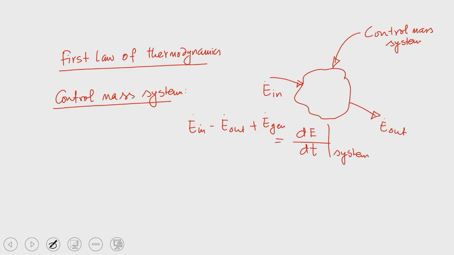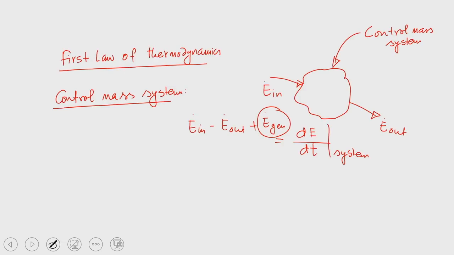There might be some ways by which energy may generate within the system, and that is why we have taken this particular term. Now, the question is, till now we have talked about the energy change. So, if we try to write this equation for a particular process, say we are trying to apply this equation for a process in which there is no energy generation.